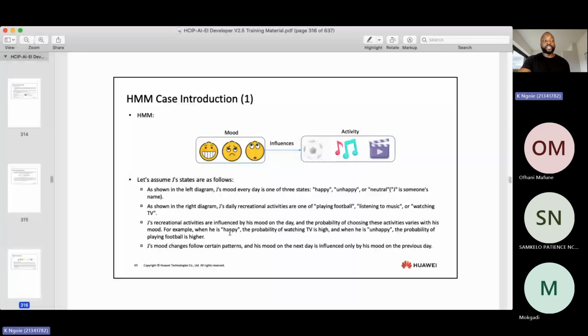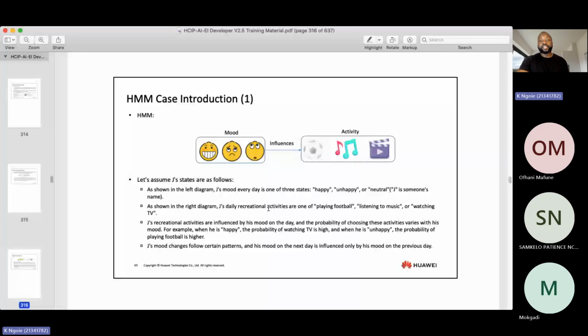For example, when he is happy, the probability of watching TV is high. When he is unhappy, the probability of playing football is higher. So J's mood changes follow certain patterns, and his mood on the next day is influenced only by his mood on the previous day. We don't care about any other day.